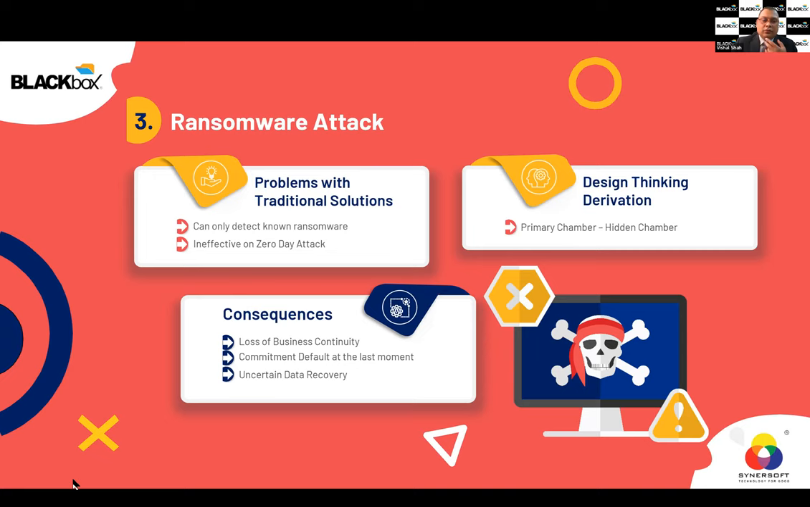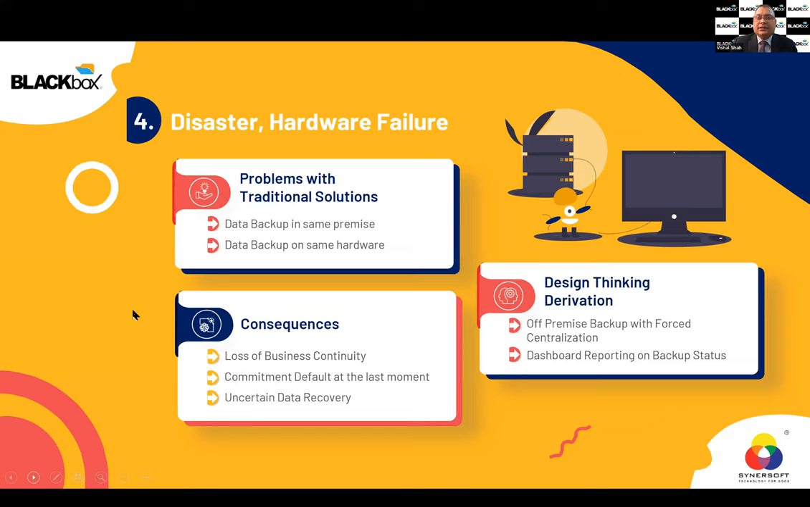We'll move to the fourth point, which is disaster, hardware failure kind of thing. You know, most of the times SMEs have Tally server, ERP server and whatnot on premise. They take the backup of those servers or those file servers somewhere in the same premise only, either on a NAS device or on a hard disk or on a USB hard disk, whatever.